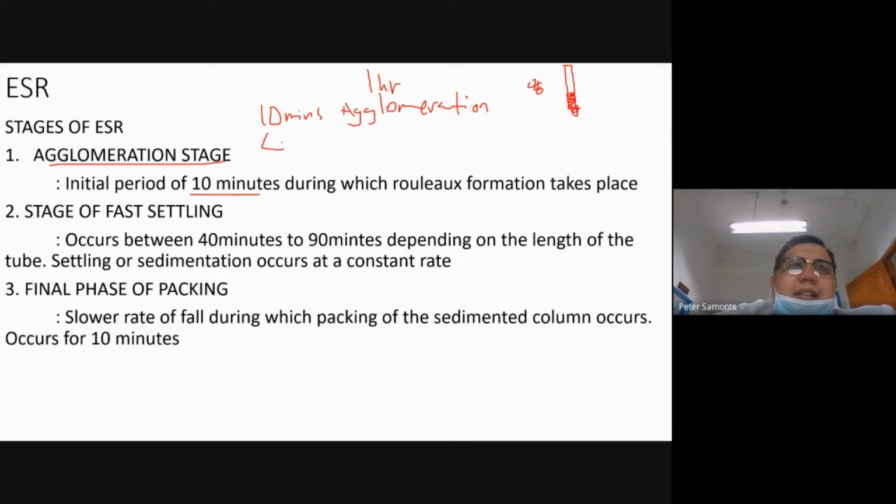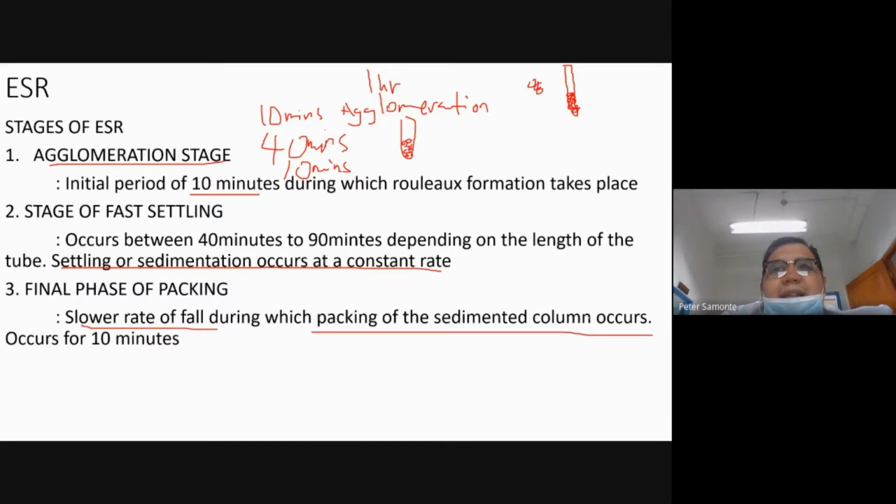So the second stage, the stage of fast settling would occur within the 40-minute stage and would be the settling or sedimentation occurs at a constant rate. So bumababa na yung mga rulo nyo. Nagsisettle na sila pababa. They are starting to settle at the bottom. And the last 10 minutes or the last stage is the final phase of packing. There is a slower rate of fall during which packing of the sedimented column occurs. And this would occur for 10 minutes. So ito na siya. Nag-settle na talaga siya.